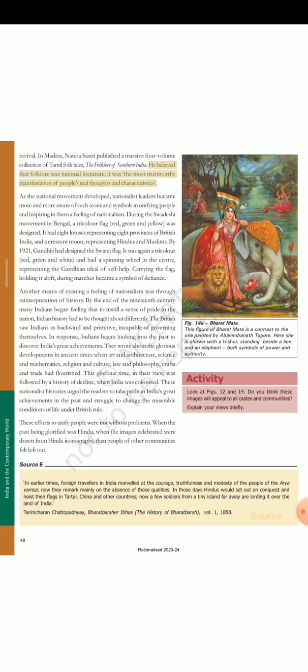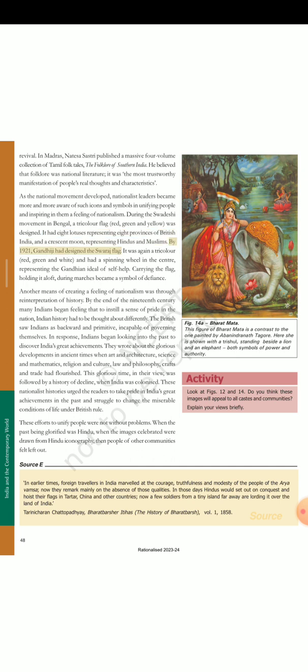It was the most trustworthy manifestation of people's real thoughts and characteristics. As the national movement developed, nationalist leaders became more and more aware of such icons and symbols in unifying people and inspiring in them a feeling of nationalism. During the Swadeshi movement in Bengal, a tricolor flag, red, green and yellow, was designed. It had 8 lotuses representing 8 provinces of British India, and a crescent moon representing Hindus and Muslims.